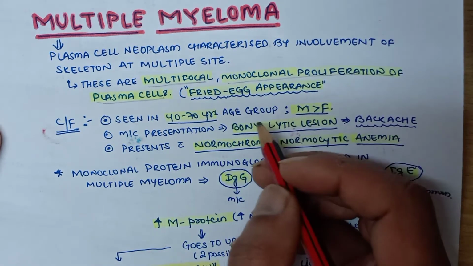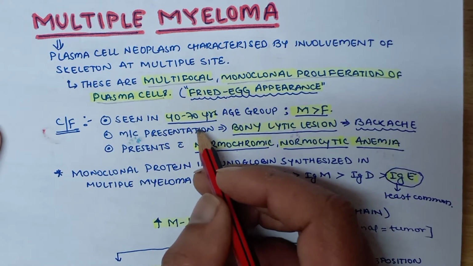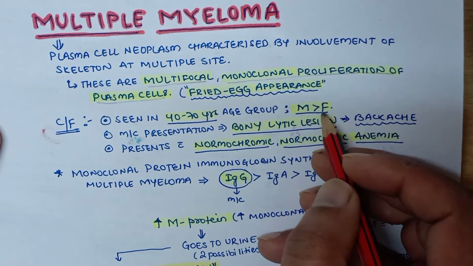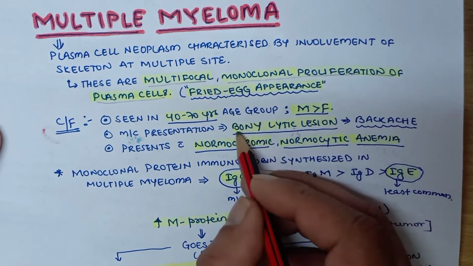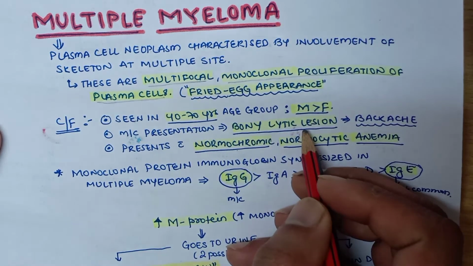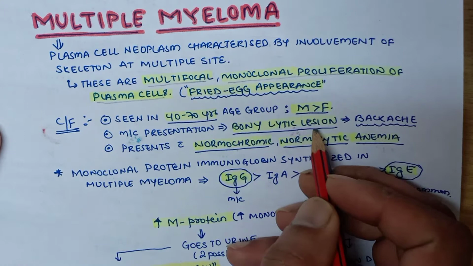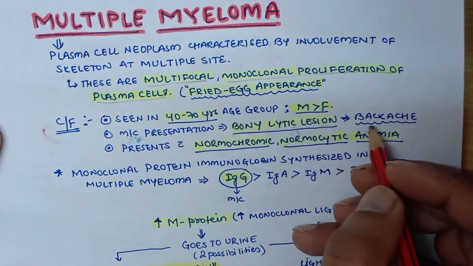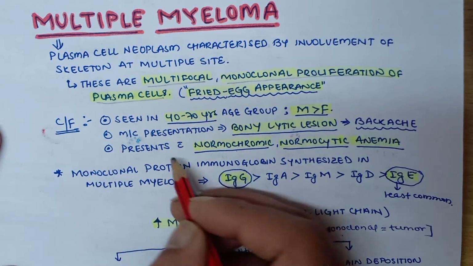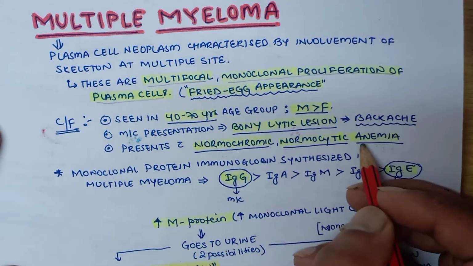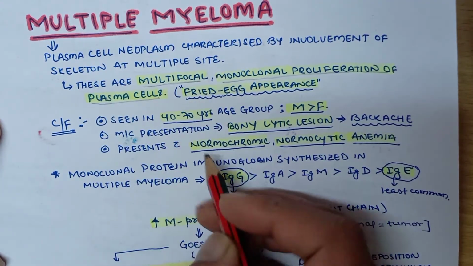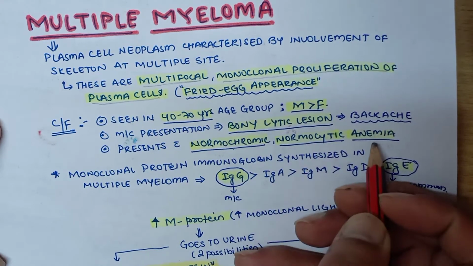It is mainly seen in the 40 to 70 years age group, and males are more commonly affected than females. The most common presentation is bony lytic lesion. So bone undergoes lysis, and this causes weak bone, which results in back pain. So there will be backache. Multiple myeloma also presents with normochromic normocytic anemia.